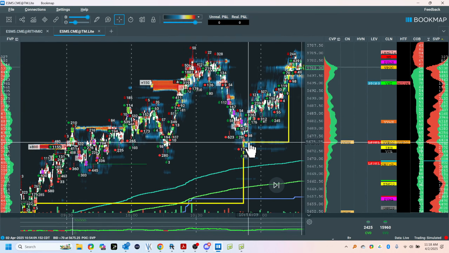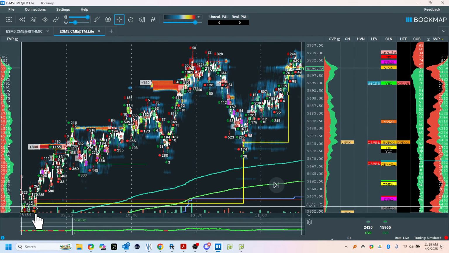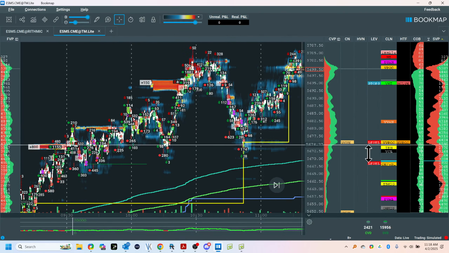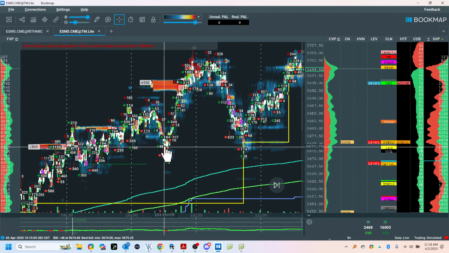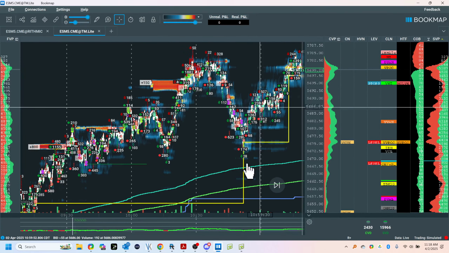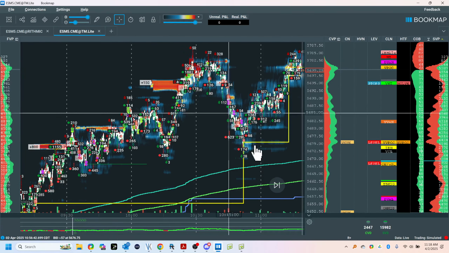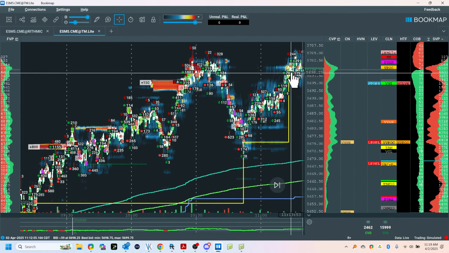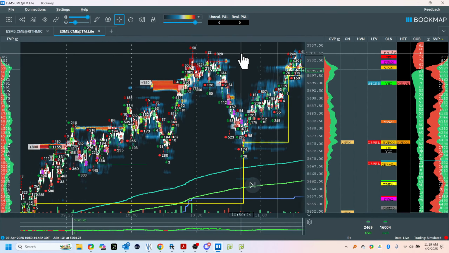So VPOC migration, north, break high. Remember, IB continuation trade right here, long into the stops. VPOC migration, long, north, and then manage your trade. And I think we're current.